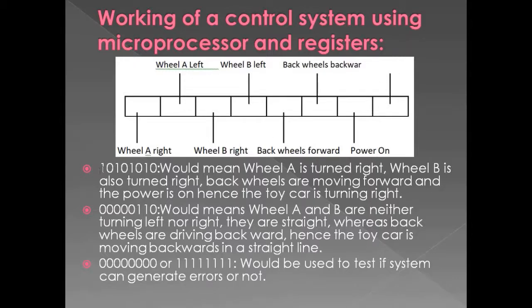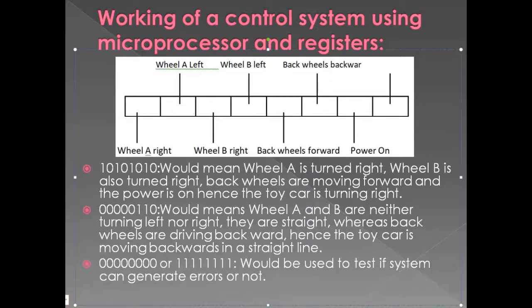Now if you have a code, the examiner either gives you a code and then asks what it means, or he gives you a scenario and then asks what the code in the register would be in this scenario. So for example, 10101010 would mean wheel A is turned right.